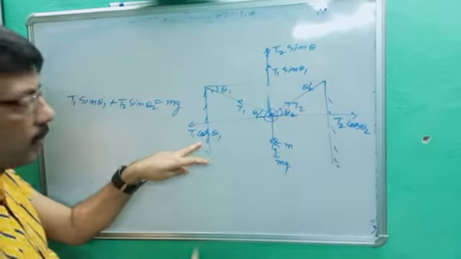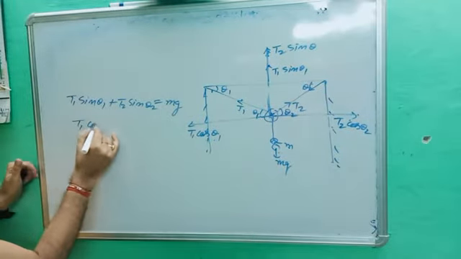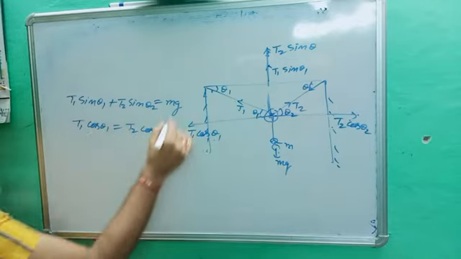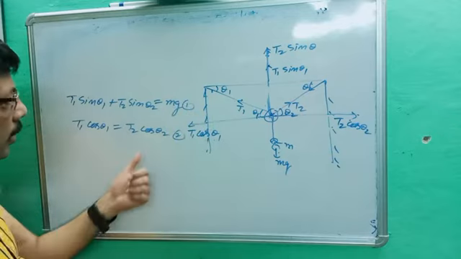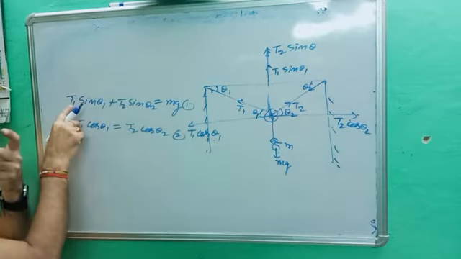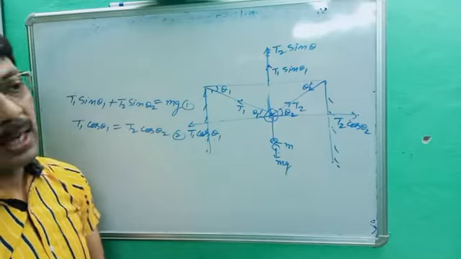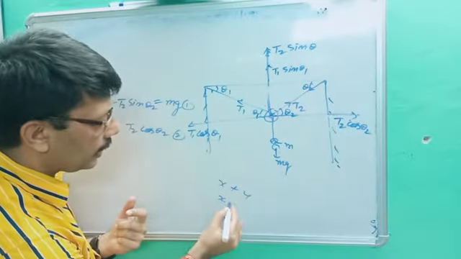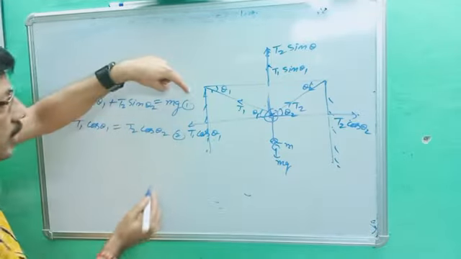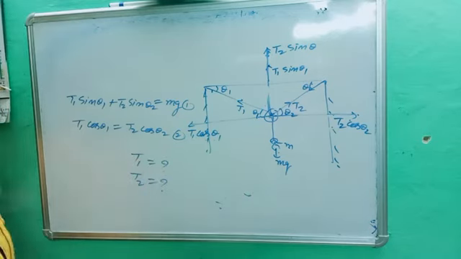Second equation. What is the second equation? T1 cos theta 1 is equal to T2 cos theta 2. This is equation number one, this is equation number two. If theta 1 and theta 2 are given, you can make two equations. One will be in the form of T1 plus T2 and the other in the form of T1 upon T2. If two equations are given like x plus y and x upon y, by solving them you can find the values of x and y. Similarly, by equations one and two you can get the value of T1 and T2. Once again, are you getting the point?